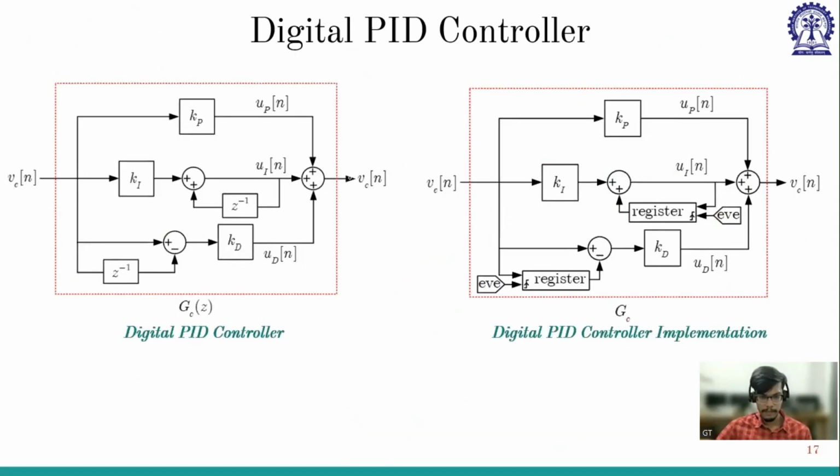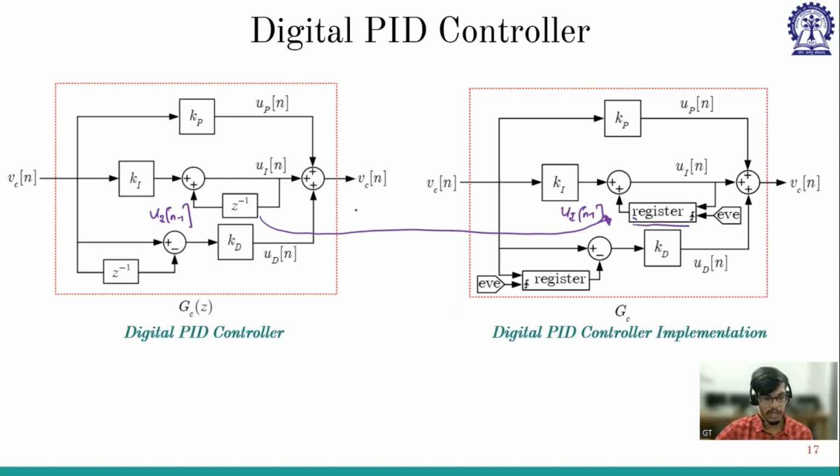So how do we implement this in MATLAB? For the Z inverse block, we consider a register. So what you want is ui of n minus 1, right? So in MATLAB we use a register which will hold the previous ui of n minus 1 value. This register will have 1 cycle delay and it will hold the previous ui value, and it will be added to the present value.